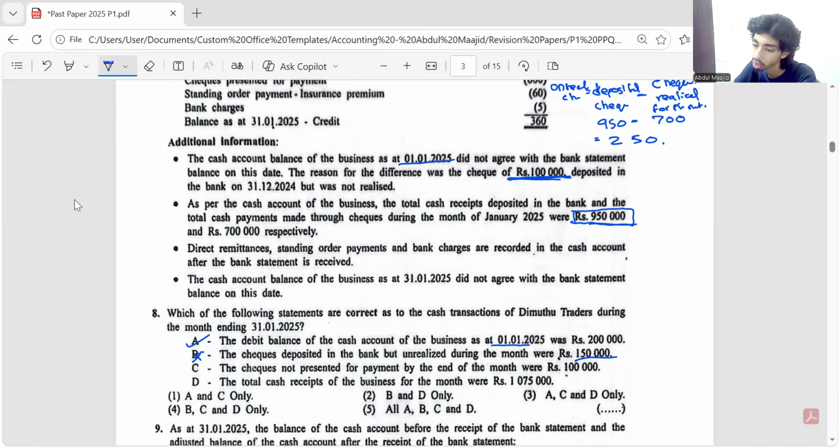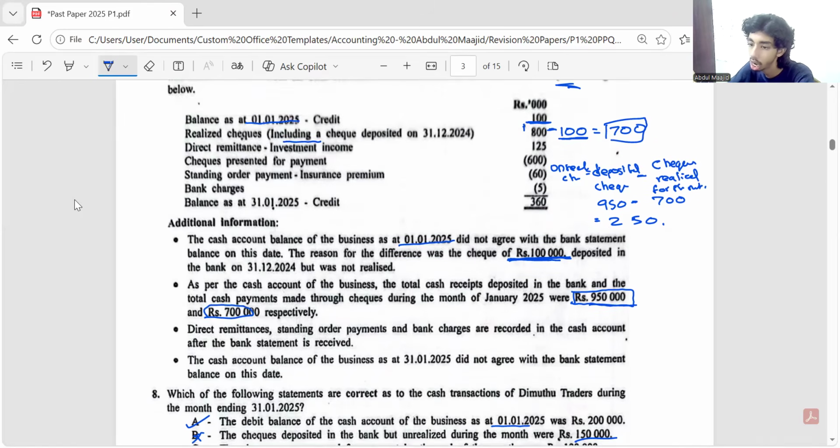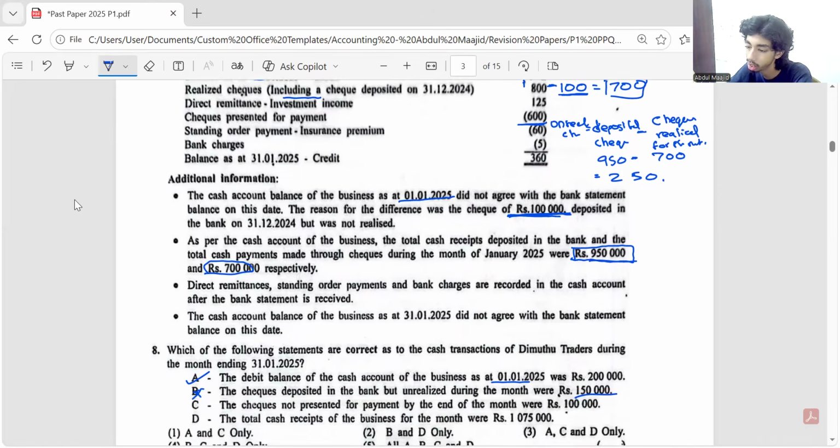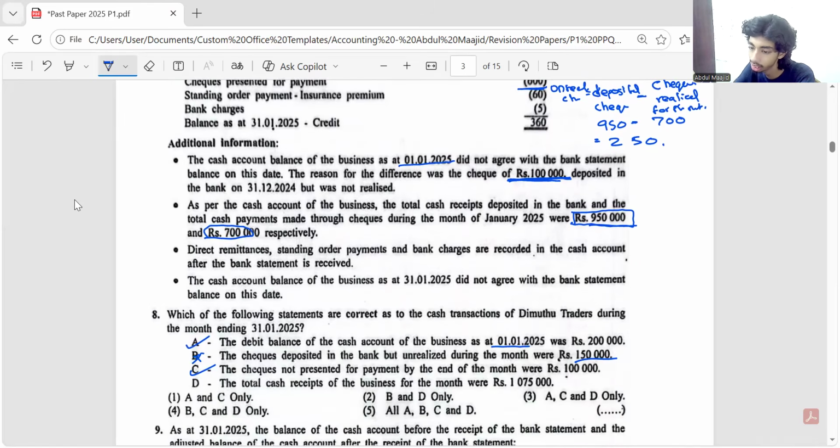Third, the checks not presented for payment by the end of the month, the unpresented checks. We have issued checks worth 700,000. Out of that, how much got presented? 600,000. So the unpresented checks are 100,000. The difference is 100,000. That is correct.